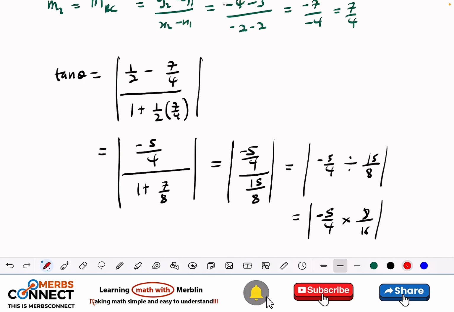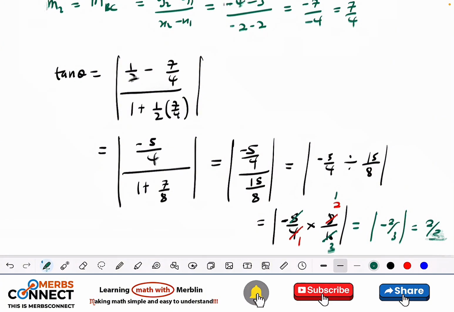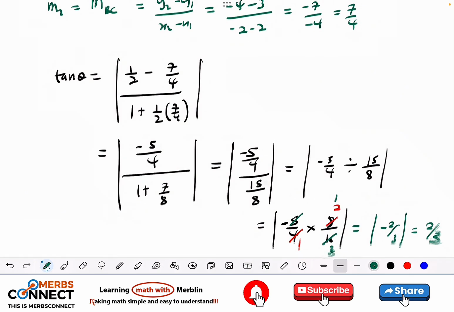Now 4 goes here, 1 goes here, 2. 5 goes here, 1 goes here, 3. Right. So what will be the final solution in here? This is going to be absolute of minus 2 on 3, and absolute of minus 1 on minus 2 on 3 is going to give us 2 divided by 3. Good. So tan theta should be 2 divided by 3.